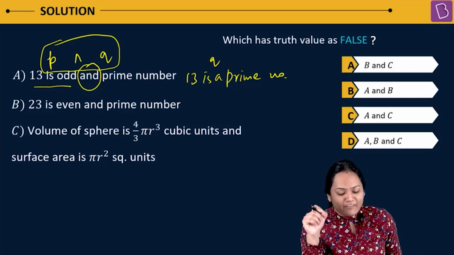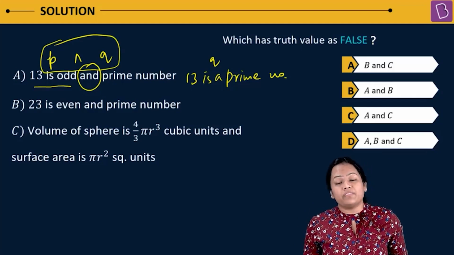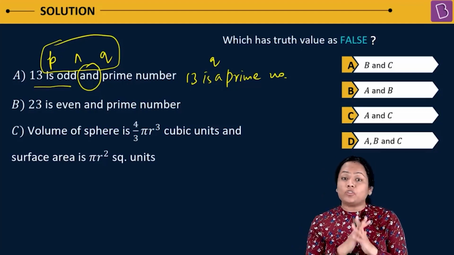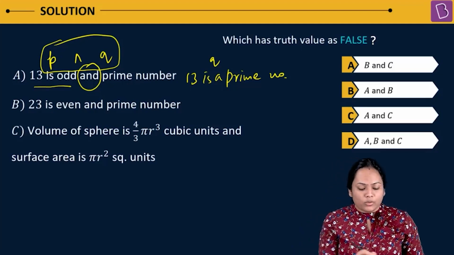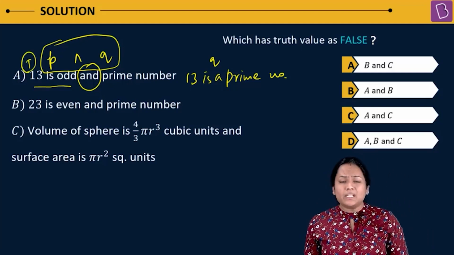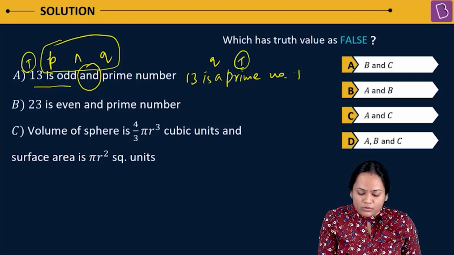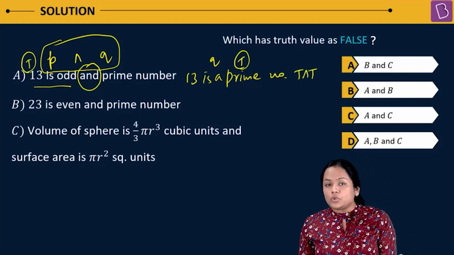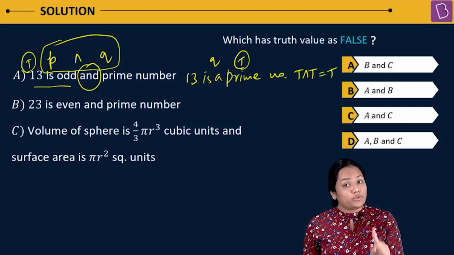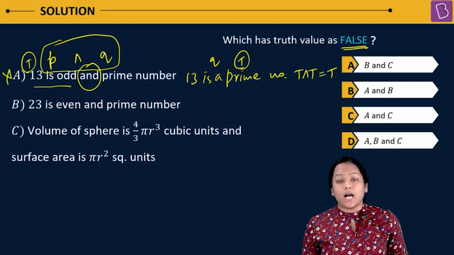Now, when do I have P and Q as false? Well, there are many cases. Either both of them are false or one of them is false, right? Okay, so let's go back to the truth value of P and Q. 13 is odd. Well, we know this is definitely true, right? And similarly, 13 is a prime number is also true. And what do we have when we write true and true? Well, true and true definitely is going to give me true. So this statement is having truth value true. So definitely, since they have asked about the false one, A is not the answer.